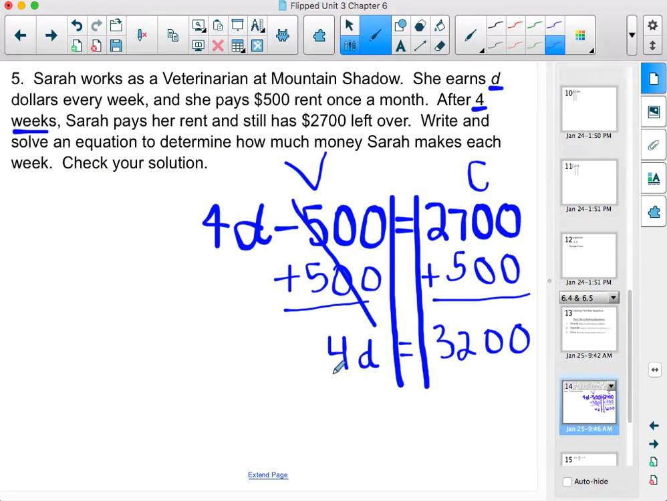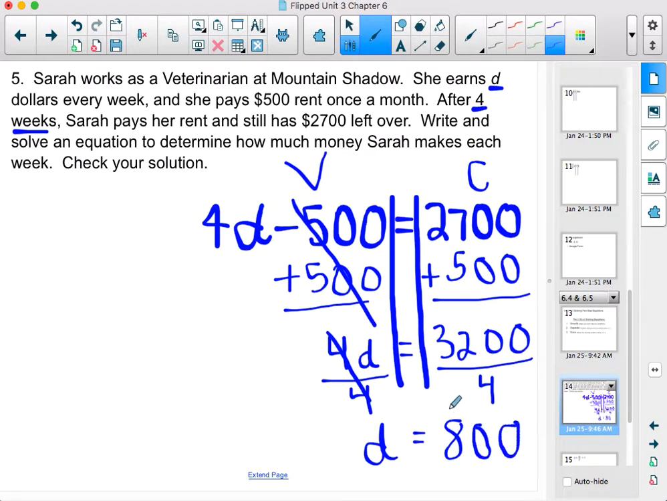So what's with the D? It's the number 4. We're multiplying 4 times D, so to get rid of the 4, we have to divide by 4. We're also going to divide the right side to keep it balanced. 4 divided by 4 is 1, so we're left with 1D. Bring down your equal sign. And 3,200 divided by 4 is 800. So we can determine that Sarah earns $800 every week.